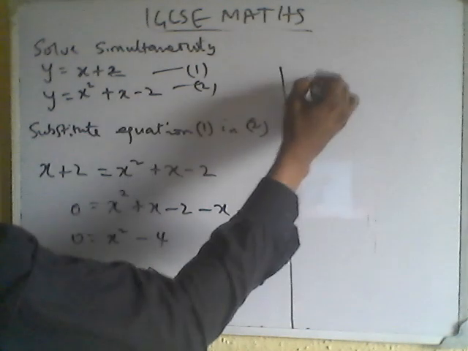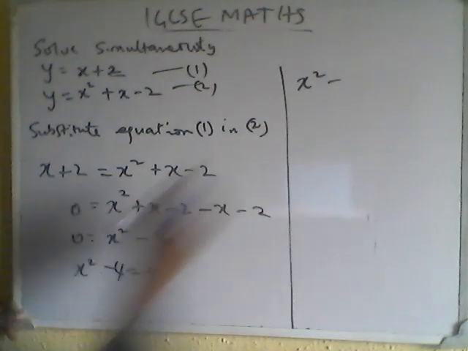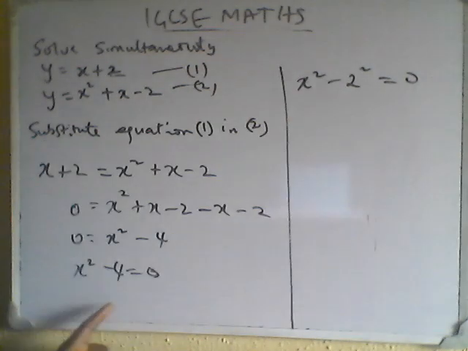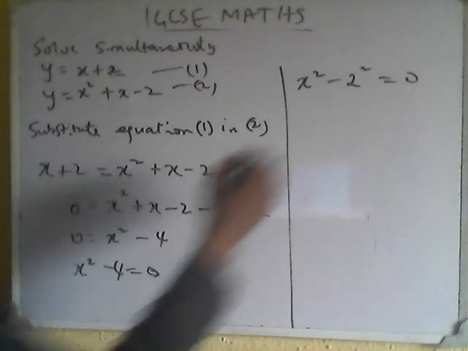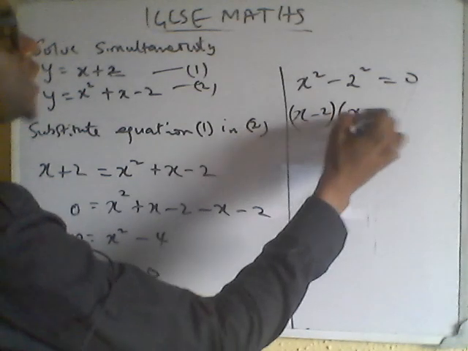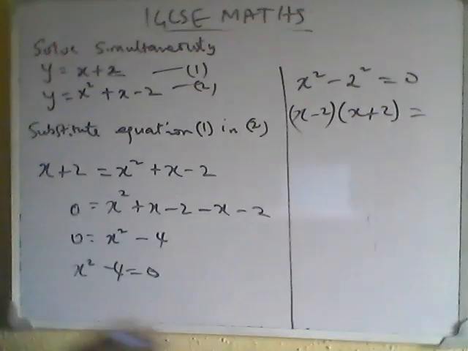So I will say x squared minus, instead of writing this 4, I will say 2 raised to the power 2, which is equals to 0, because 2 raised to the power 2 is still 4. Understand? All right, so now this is difference of 2 squared, so I can group it like this: x minus 2 and x plus 2, all equals to 0.